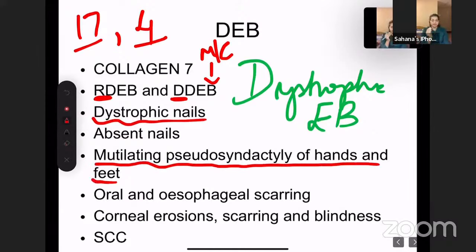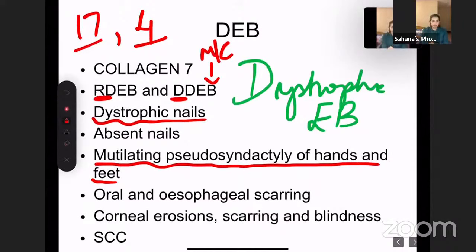What is mutilating pseudosyndactyly? Syndactyly is a condition where there is joining of the hands and feet. What is pseudosyndactyly? The child isn't actually born with those webbed fingers or webbed hands. It occurs because of scarring. Initially there is formation of blisters, the blisters pop and the fingers fuse together. So that is mutilating pseudosyndactyly of hands and feet.